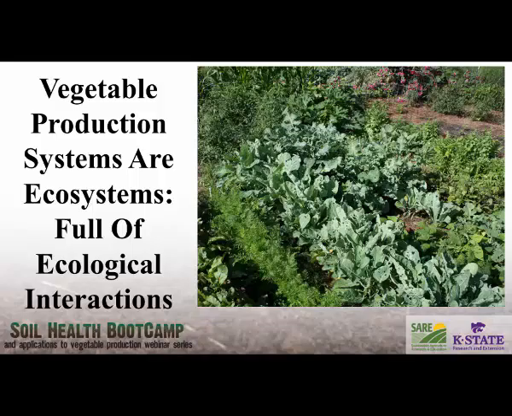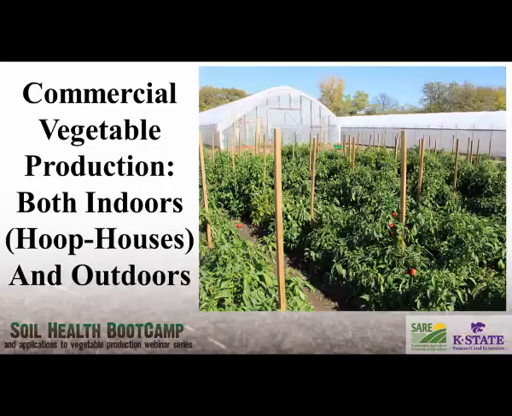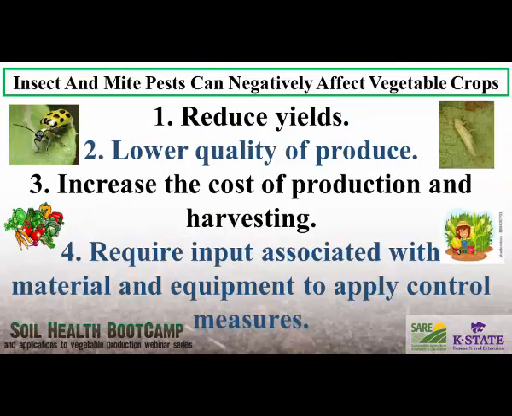Vegetable production systems are ecosystems full of ecological interactions with both good and bad insects interacting. This image shows two commercial vegetable production systems, one indoors in hoop houses and one outdoors. Insect and mite pests can negatively affect vegetable crops by 1. Reducing yields, 2. Lowering quality of produce, 3. Increasing the cost of production and harvesting, and 4. Requiring input associated with material and equipment to apply control measures.